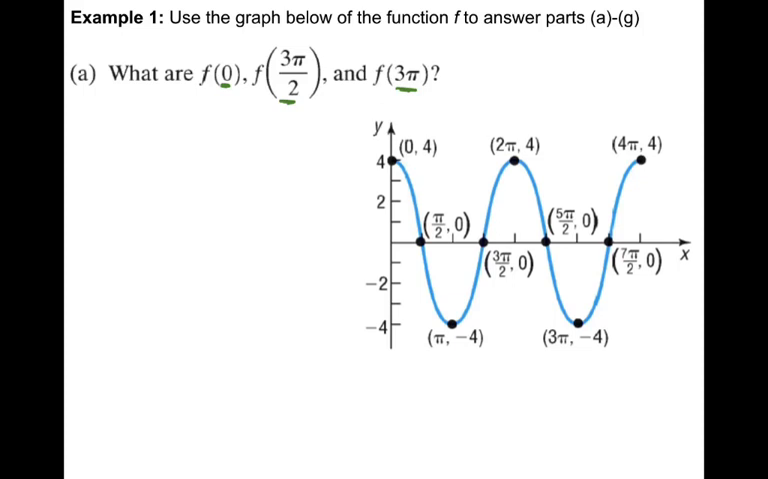So find 0 on the graph. When x is 0, f of x is 4. So we just write it like that. When x is 3 pi over 2, f of x is 0. And then when x is 3 pi, f of x is negative 4. That's just how we'll write those.